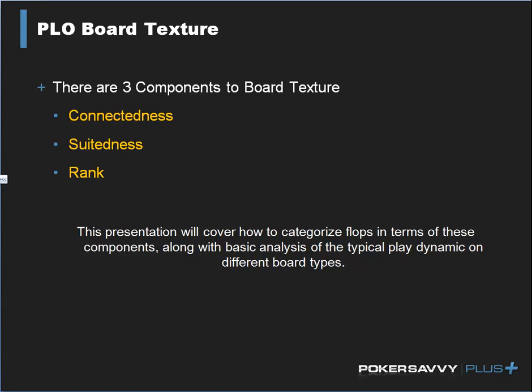Suitedness is relatively simple. There are only three possibilities, and if you're trying to categorize flops and put together a system for understanding how different boards play differently from each other, that aspect of it is pretty basic. Some boards are going to have a certain type of straight draws available, and they're going to be rainbow. Some are going to be suited. Some are going to be monotone, and not a whole lot of time has to be spent categorizing those flops in that way.